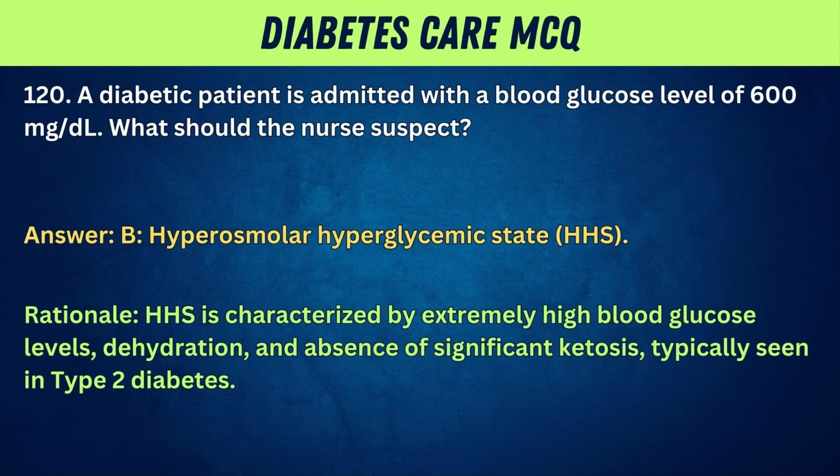Answer: B. Hyperosmolar hyperglycemic state, HHS. Rationale: HHS is characterized by extremely high blood glucose levels, dehydration, and absence of significant ketosis, typically seen in type 2 diabetes.